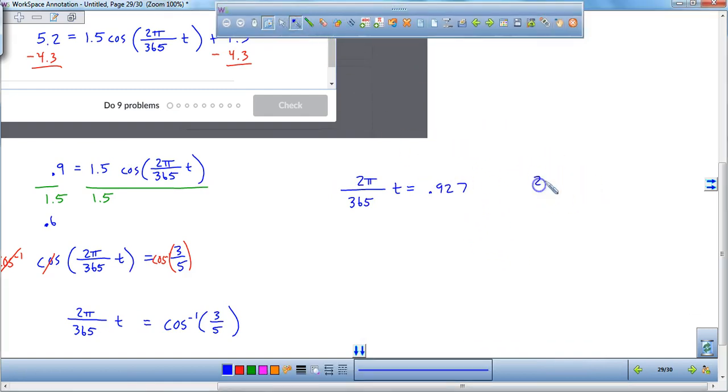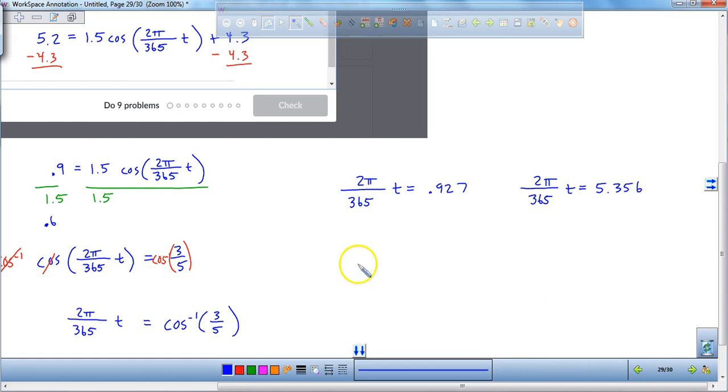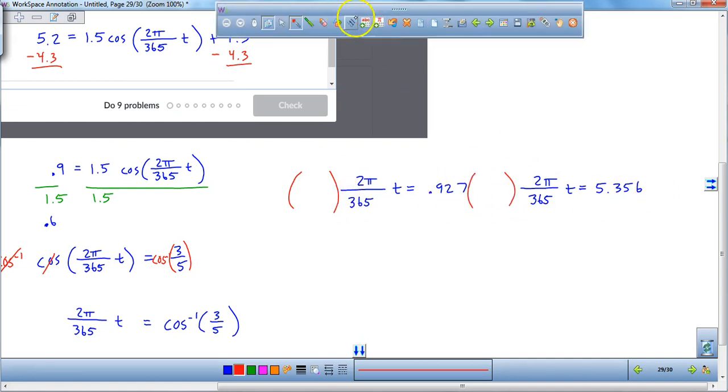2 pi over 365 times t equals 5.356. So we're going to solve for t using both of these, and hopefully by the time this is all said and done, you will understand why I did that. So we're going to multiply this side by 365 over 2 pi, and I'm going to multiply this side by 365 over 2 pi, and that's going to give me my first answer.